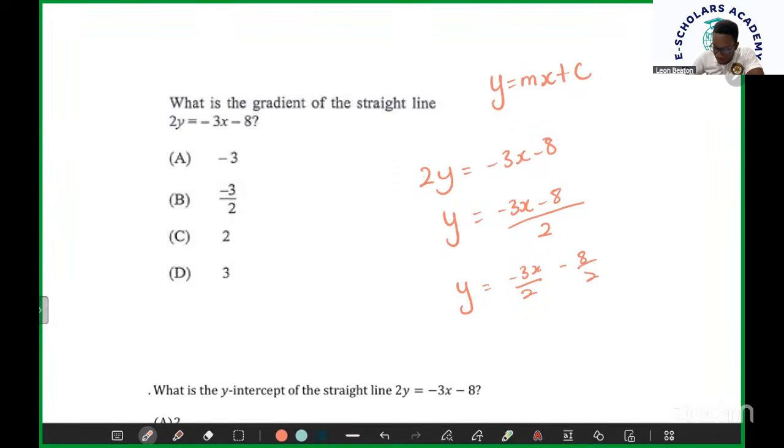So the gradient would be the number in front of the x term, number in front of x. So negative 3 over 2, which is b. So just be careful and don't go and put a. Remember, it has to be in this form. Y has to be by itself.